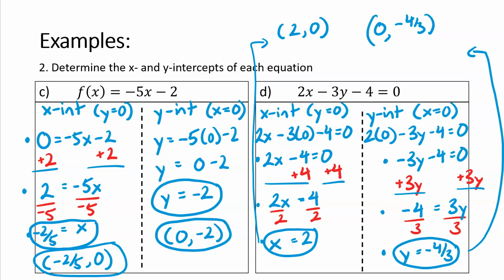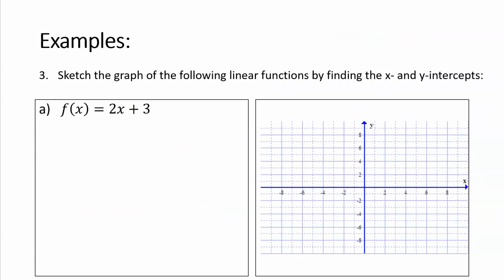And we can even use x and y intercepts to graph a linear function. This word linear function means your functions will be straight lines. So we're going to sketch the graph of this linear function by graphing the x and y intercepts. So if we're given that function f of x equals 2x plus 3, first step is find your x and y intercepts. Let's start with the y.